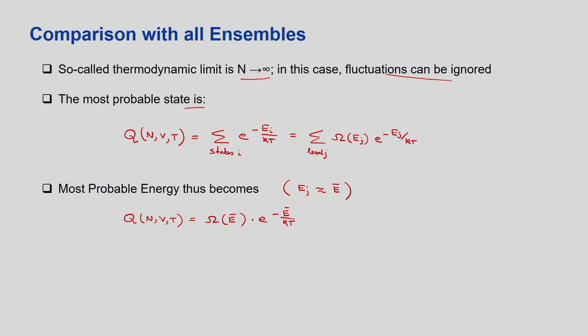Okay. So, now what you do is you take log both sides. If you take log both sides, you will get ln Q of N, V, T, then you will get ln of this, then you will get minus E bar by kT. Now you multiply kT both sides, you will get kT ln Q of N, V, T equals kT ln of this, minus E bar. You can write E bar as U, because E bar is the average energy, which is nothing but the internal energy.